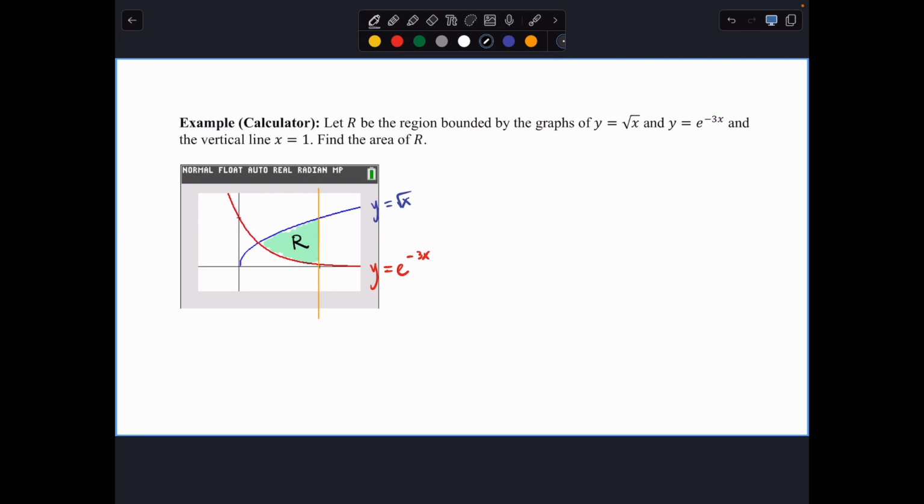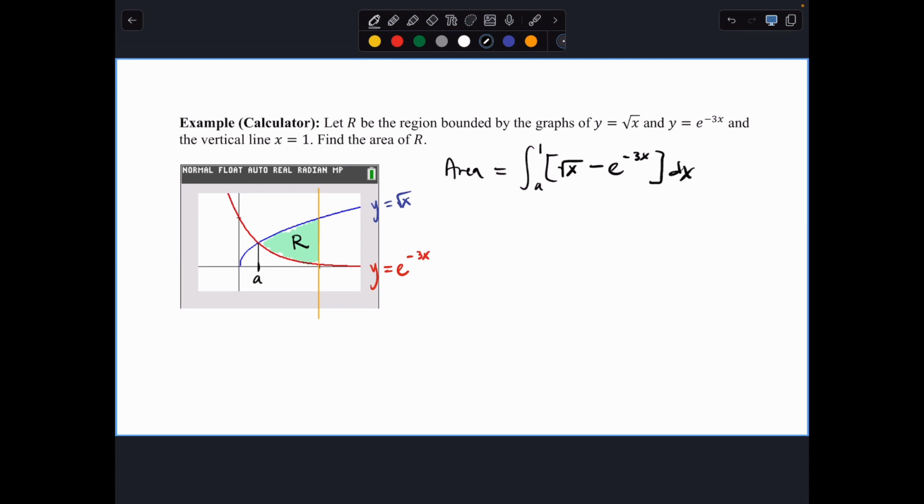Now, here's the thing. For area of this region, we are going to be integrating from whatever this point of intersection is, whatever this x value is, which we don't know yet, like I could call that A, to 1. And our integrand will be root x minus e to the -3x dx.